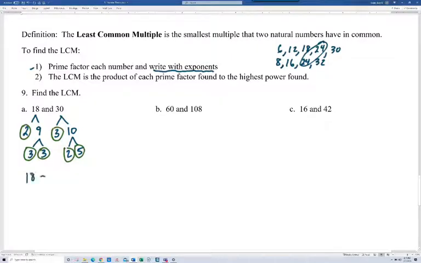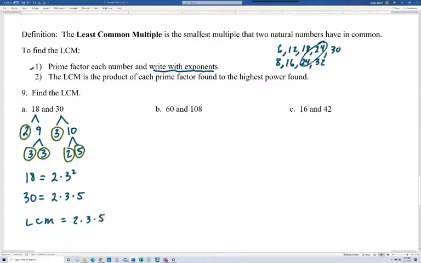And so we can write 18 as 2 times 3 squared. Notice the exponent. This is different than what we did before, just a little bit. And then 30 is 2 times 3 times 5. So the first step, it says, the LCM is the product of each prime factor found to the highest power found.